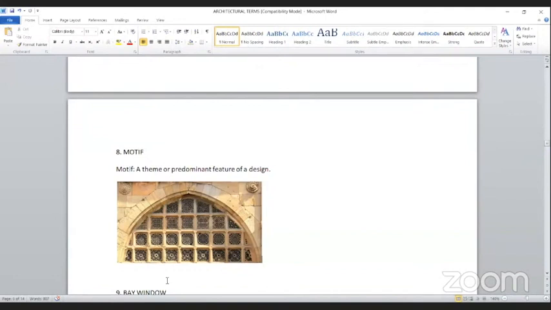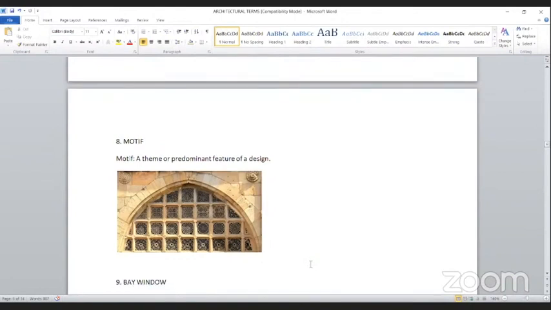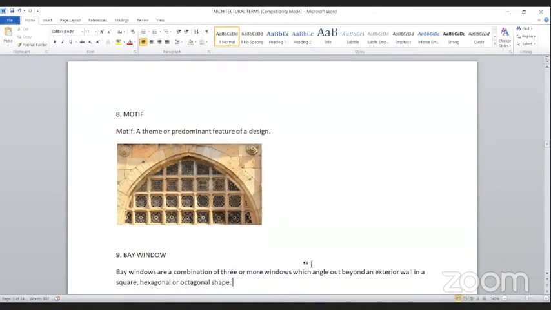If you see on clothes, the pattern which is repeated on the top, on the top everywhere, that is also a motif. It's a pattern. Sometimes it is repeated, sometimes it's not. Understood? Yes, ma'am.